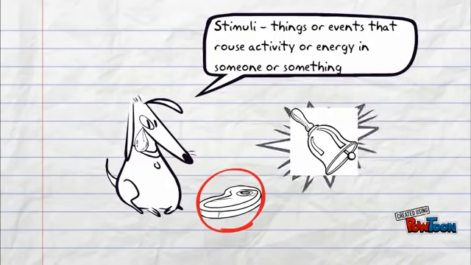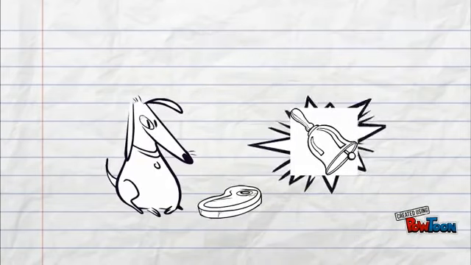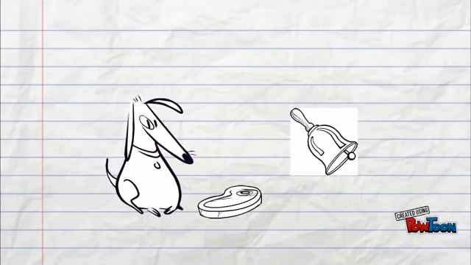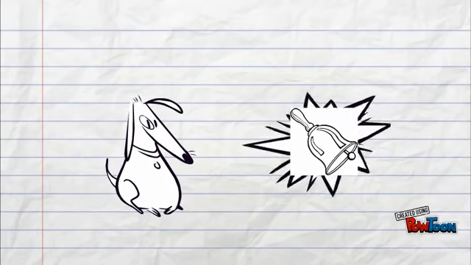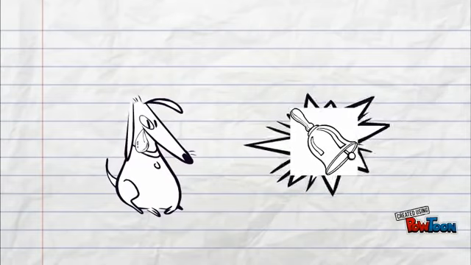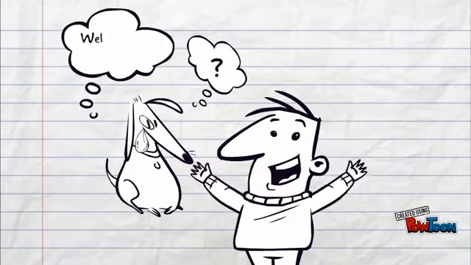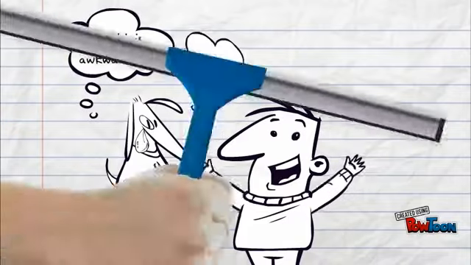Every time Pavlov brought the dogs food, he rang a bell. Once the dogs got used to the sound of the bell at feeding time, Pavlov tried ringing the bell without giving the dogs any food. And voila! The dogs started drooling anyway. Pavlov had successfully trained the dogs to react to the new stimulus, the ringing of the bell, the same way that they reacted to food.